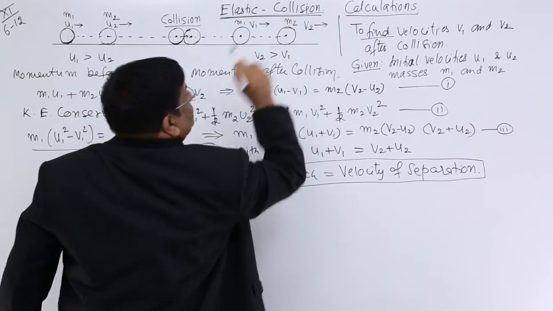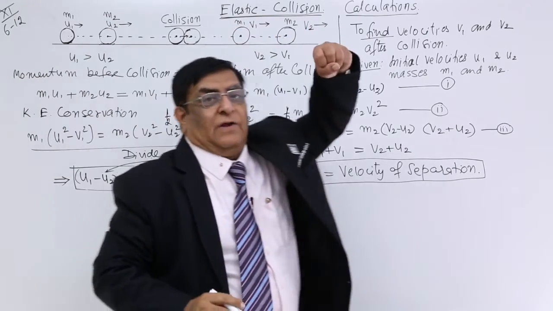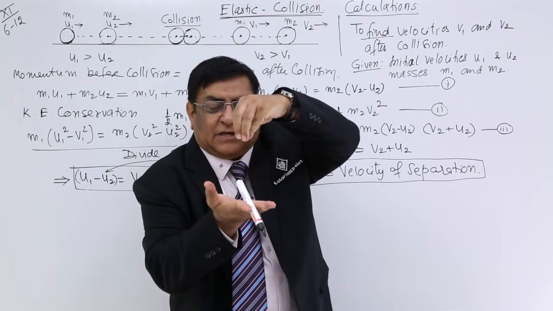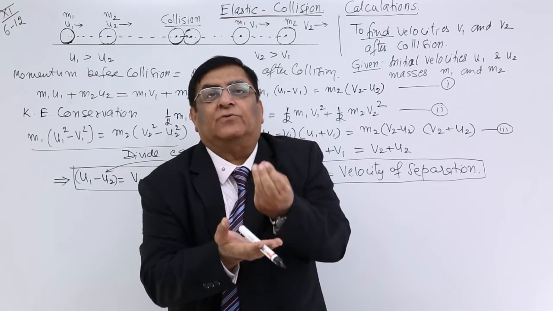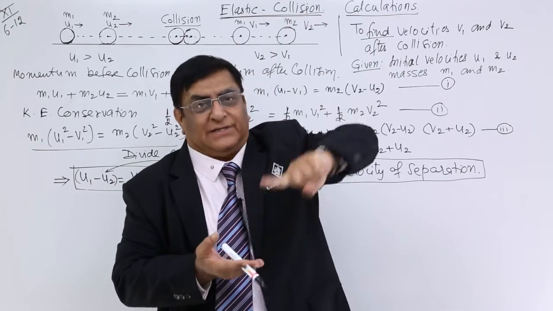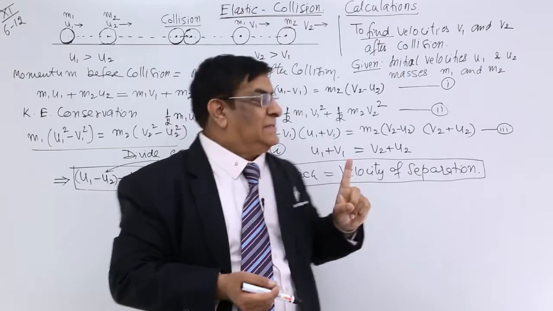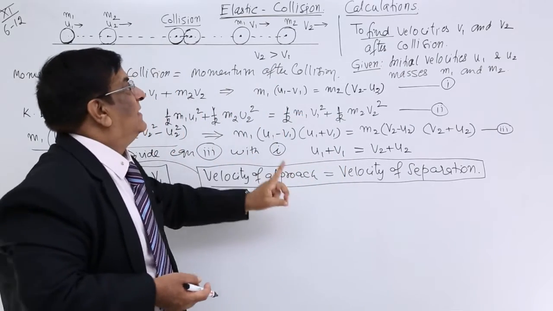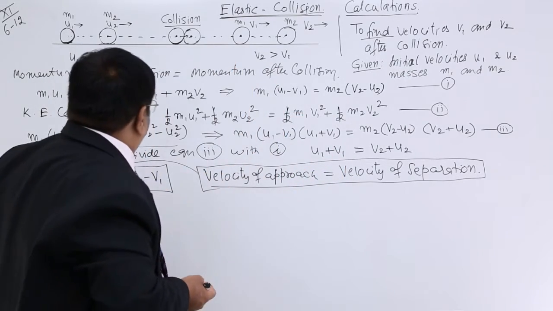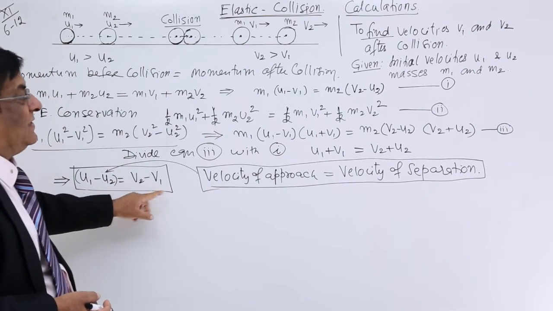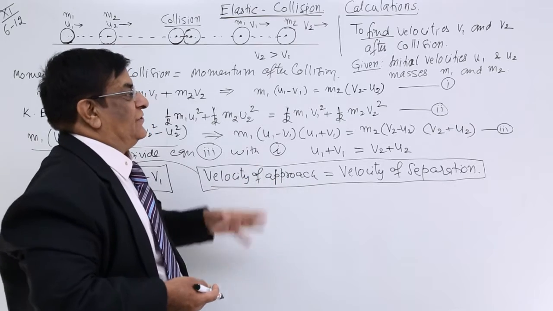This is a very important conclusion of elastic collision. You have seen when we throw a ball to the ground, and if it is an elastic collision, velocity of approach to the ground is equal to velocity of separation. That's why it reaches the same position. This happens in elastic collision, and we must remember this: velocity of approach and velocity of separation are equal to each other.